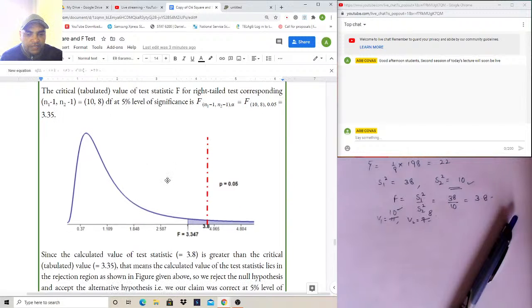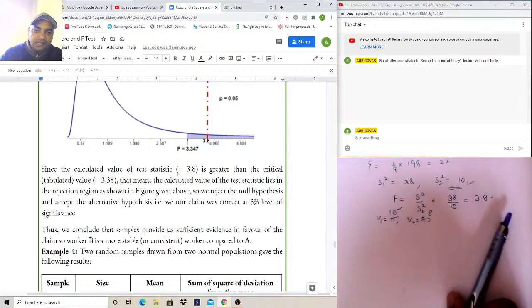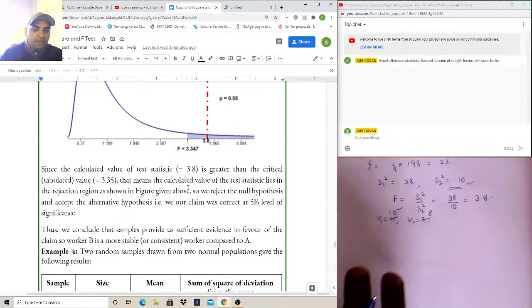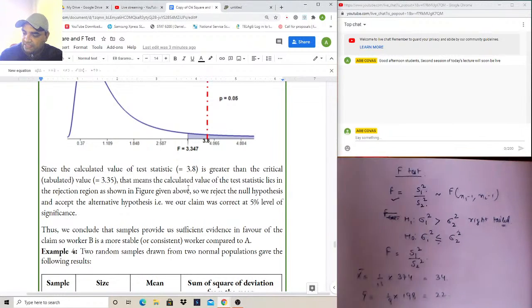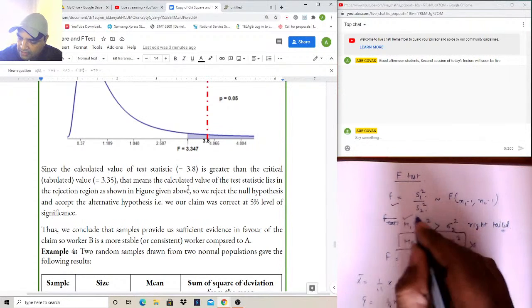And what was our calculated value? The calculated value was 3.8, and we can see from the figure that it lies in the rejection region. Since the calculated value of the test statistic, 3.8, is greater than the critical tabulated value 3.35, the calculated value lies in the rejection region as shown in the figure given above. So we reject the null hypothesis and accept our alternative hypothesis. So our claim was correct at 5% level of significance. That is, this was rejected, and this is accepted.